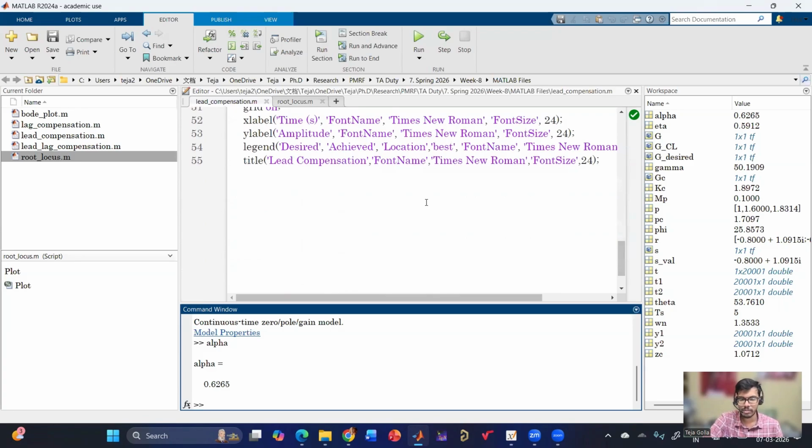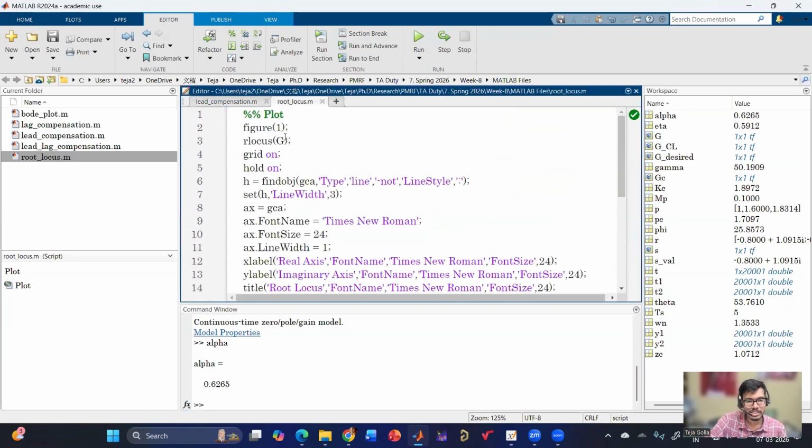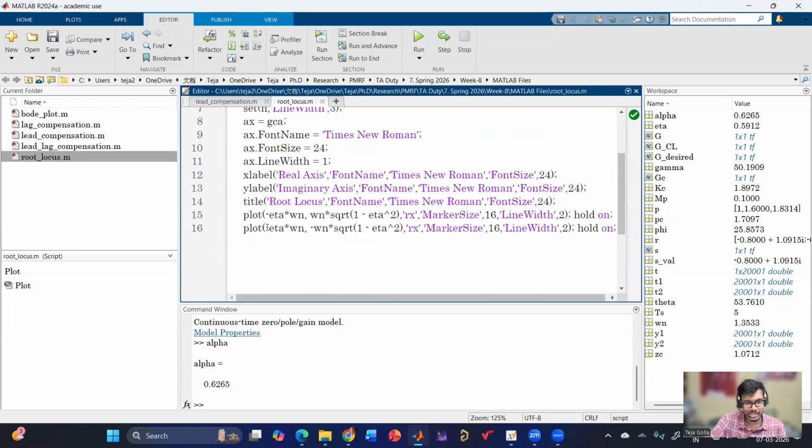I'll again summarize, but I'll also plot the root locus of G star GC. So now we are plotting the root locus of the compensated system, and then we'll also put the X label, Y label along with the desired closed loop poles and see whether the root locus is now passing through these poles or not. Okay, let us quickly do that. Let me run.